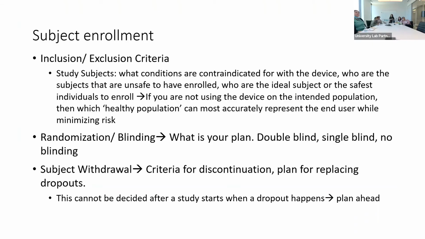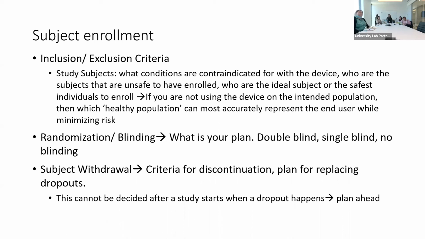Study enrollment. This is your inclusion exclusion criteria. This basically tells us what subjects are going to be participating in the study and what subjects should not participate in the study, right? What conditions are contraindicated with this device. So if you tell me that I'm placing an adhesive sensor on someone and I know that my adhesive is the same adhesive that's used in Band-Aid bandages, your exclusion criteria should be, are you allergic to adhesive on bandages, right?